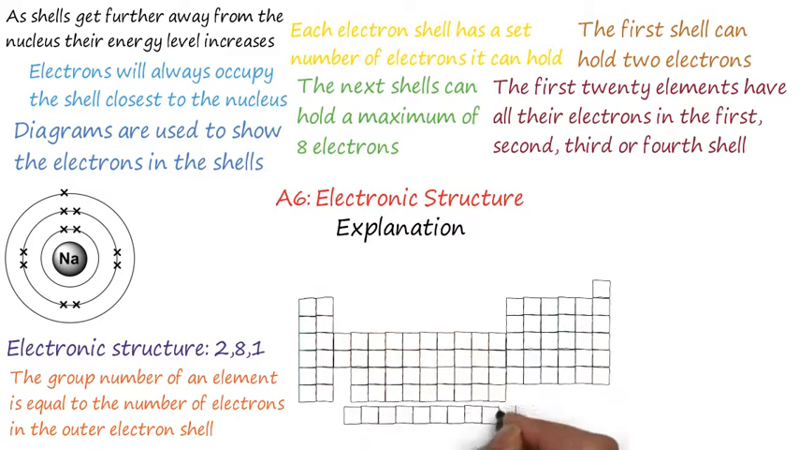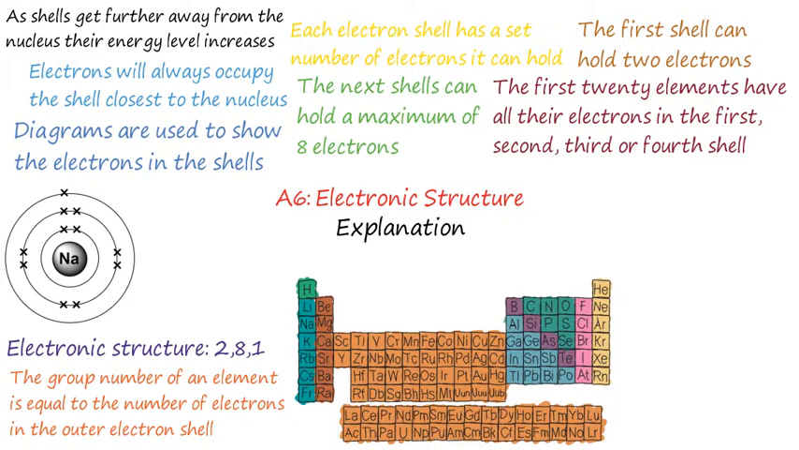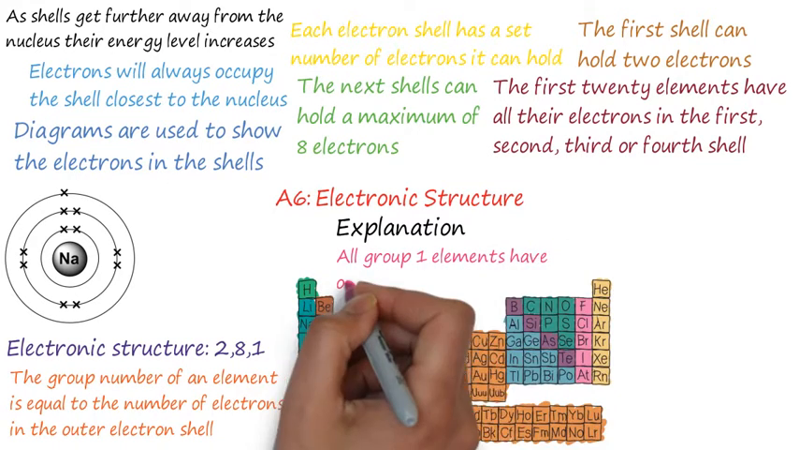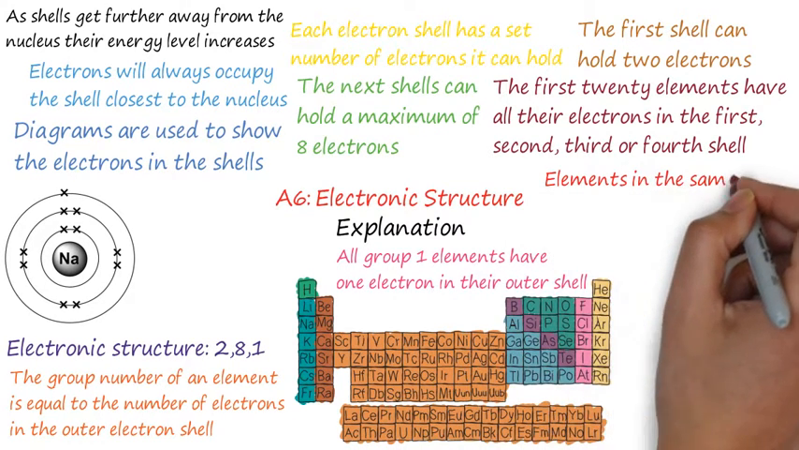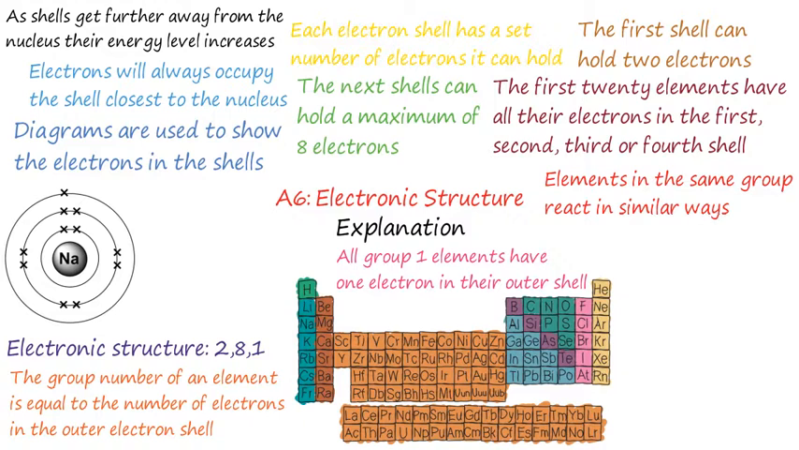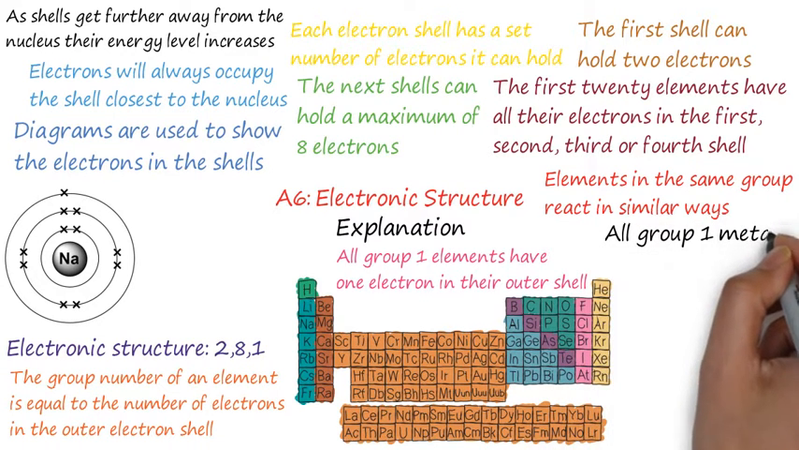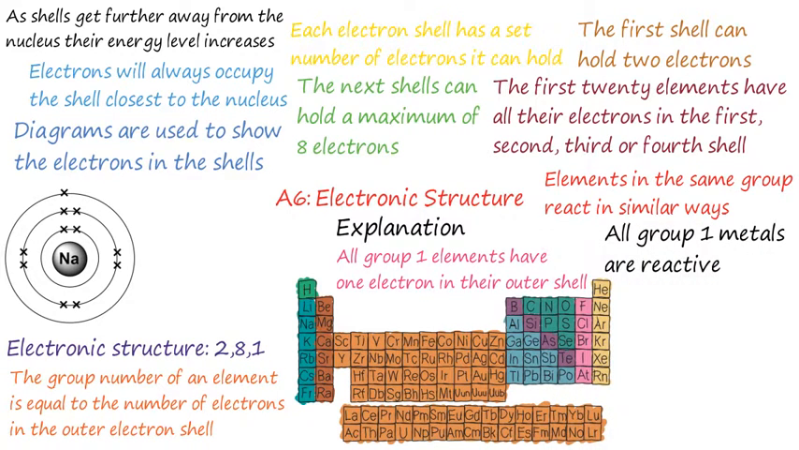The group number of an element is equal to the number of electrons in the outer electron shell of the atom. This means all group 1 elements have 1 electron in their outer shell. We've discussed in previous videos that chemical properties are determined by electrons, and that elements with similar chemical properties are in the same group. This can be explained by the fact that elements within the same group have the same number of electrons in their outermost shell. This means elements in the same group will react in similar ways.